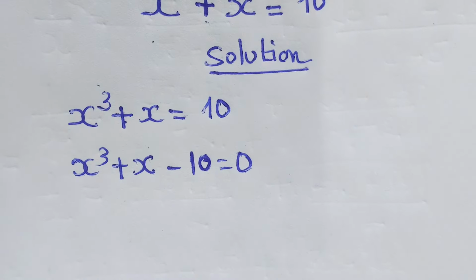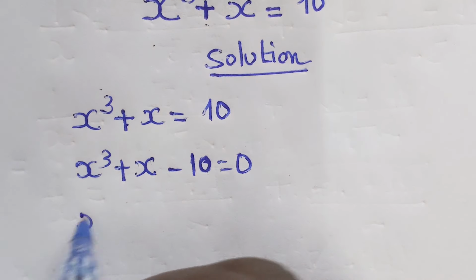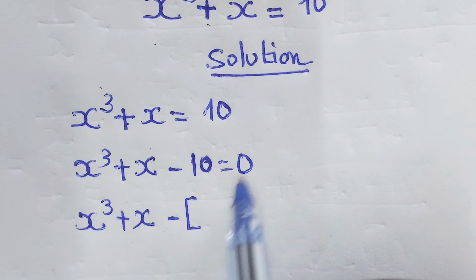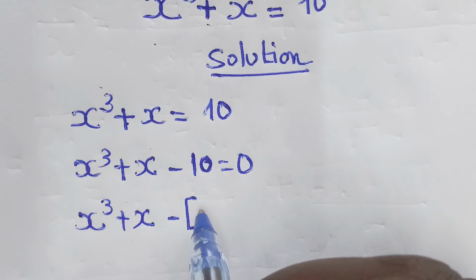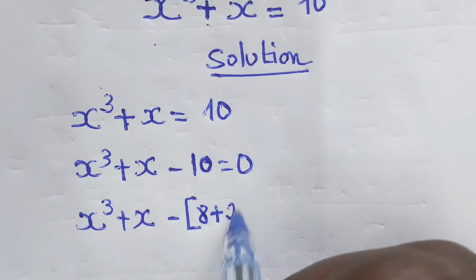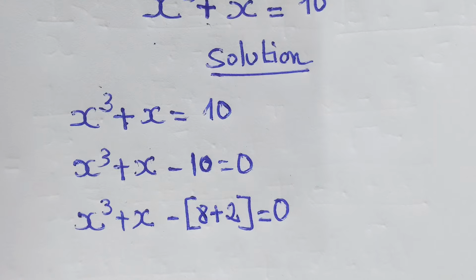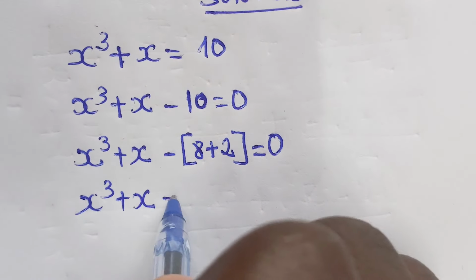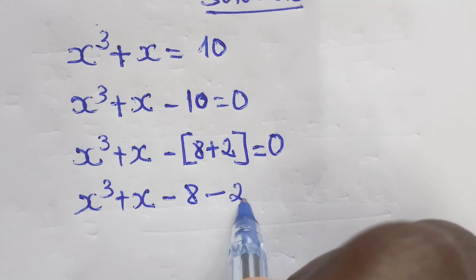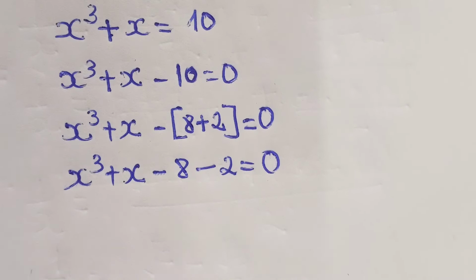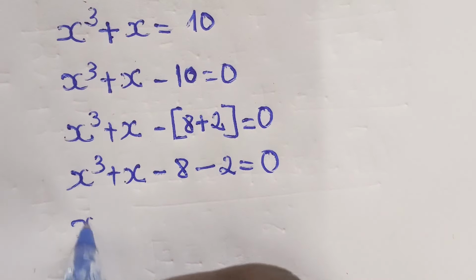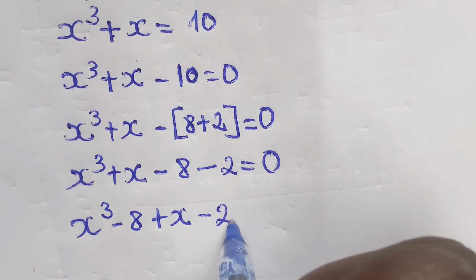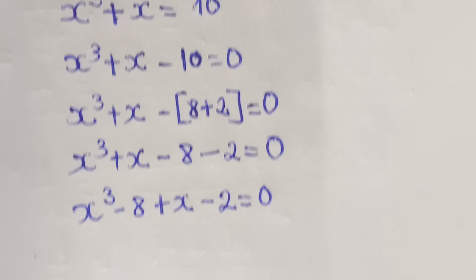Then you have x^3 + x, and we have to find numbers which add up to 10. 10 can be written as 8 + 2. So x^3 + x - 8 - 2 = 0. By grouping like terms, (x^3 - 8) + (x - 2) = 0.